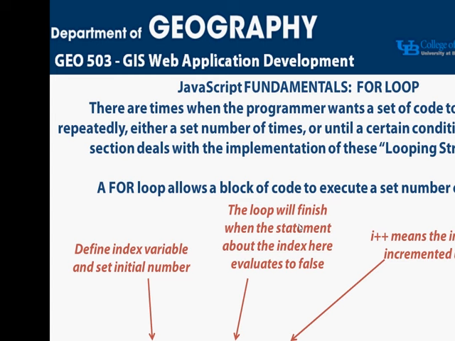I goes up by 1 every time the loop runs, and the loop will run as long as I is less than 4. So it'll go 0, 1, 2, 3. Then that will no longer be true, and the loop will finish.